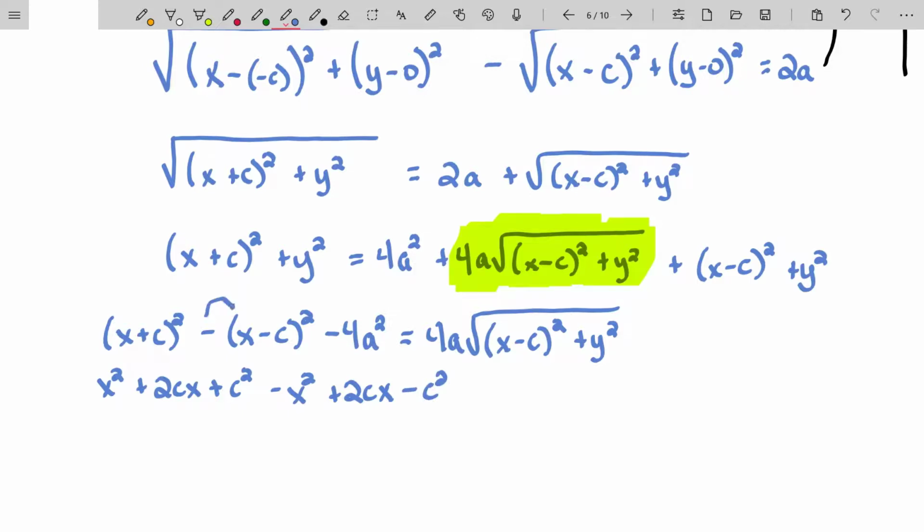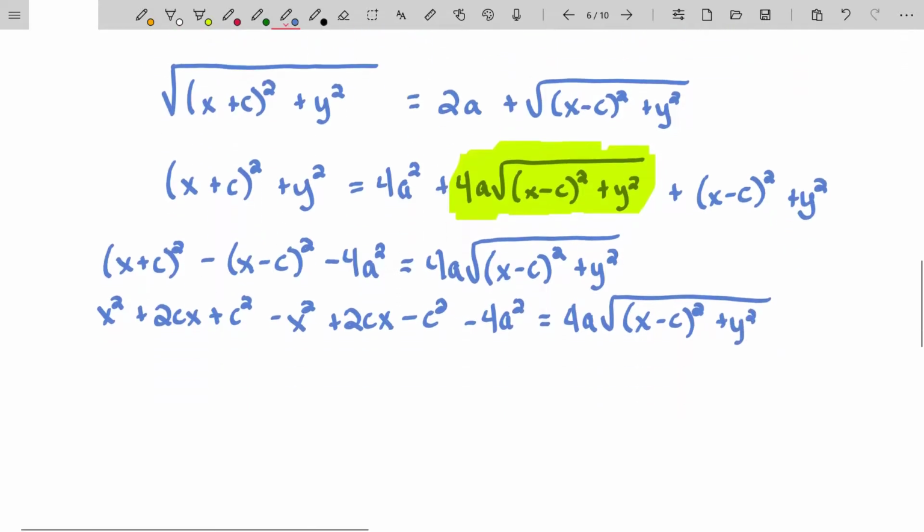I distributed this negative through, by the way, if you're wondering where I got the plus 2cx, it's because negative times negative becomes positive. And then remember, we still have a minus 4a squared, and that's going to equal 4a times the square root of the quantity x minus c quantity squared plus y squared.